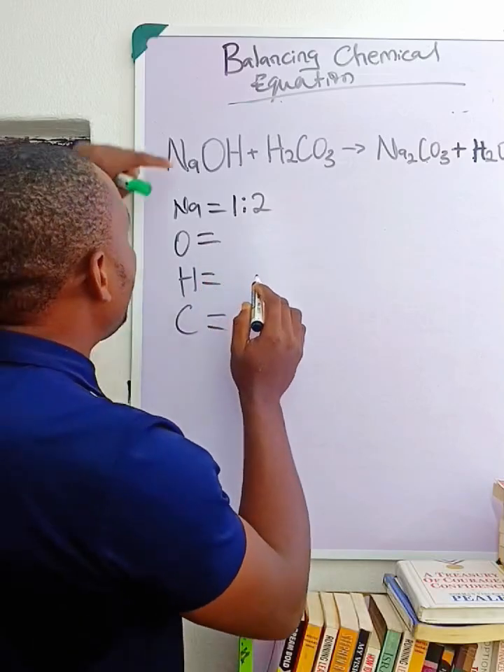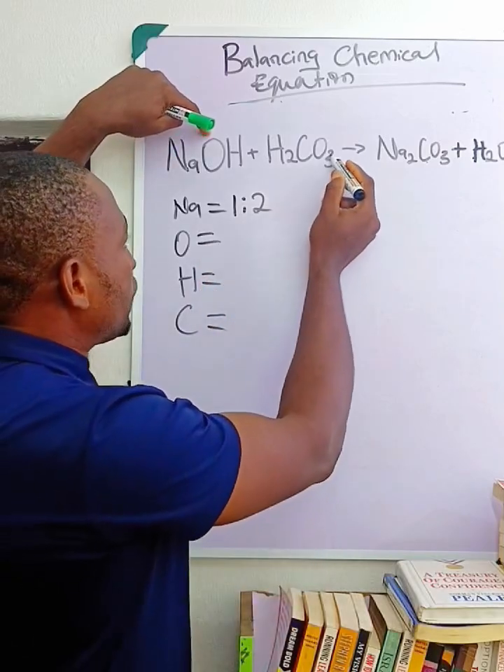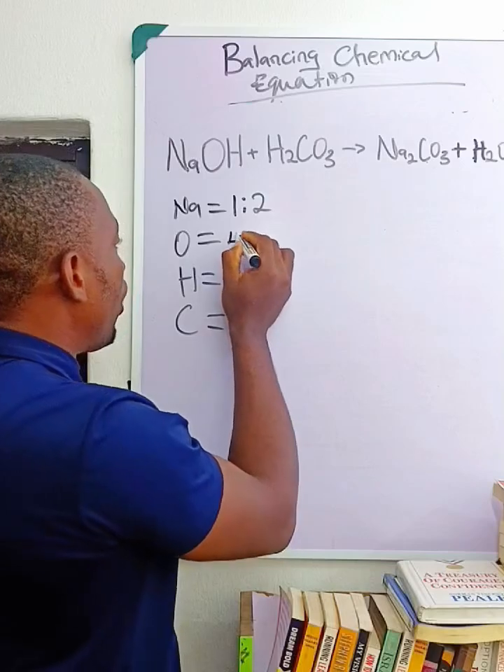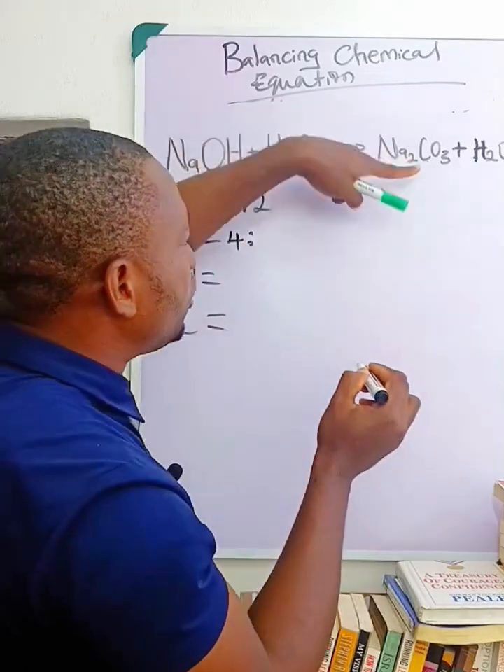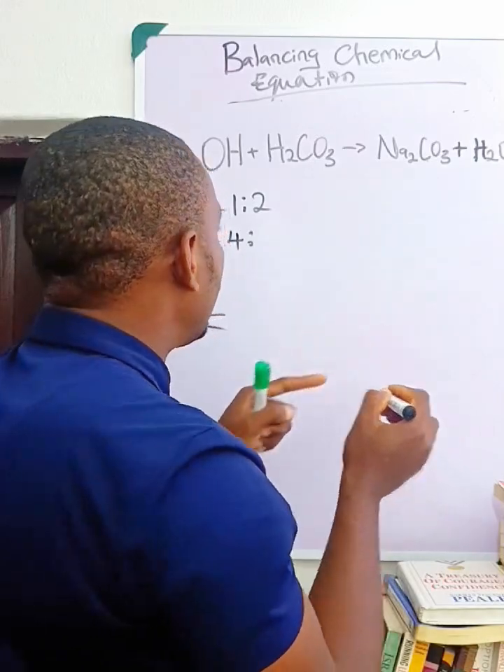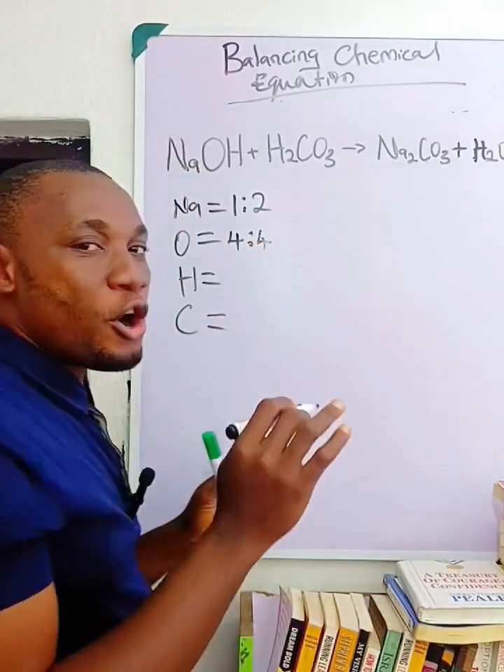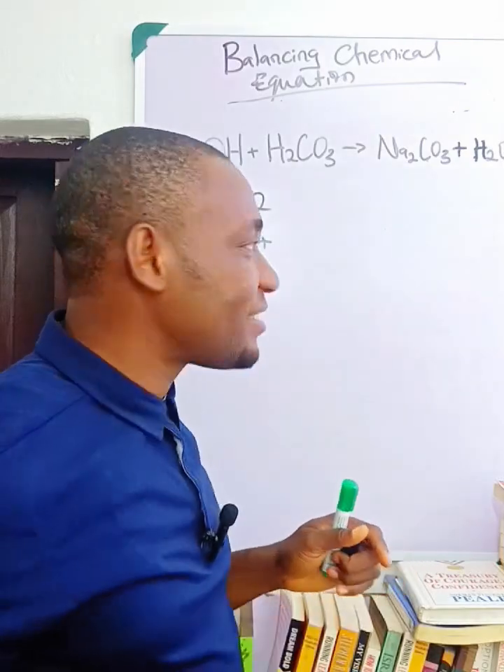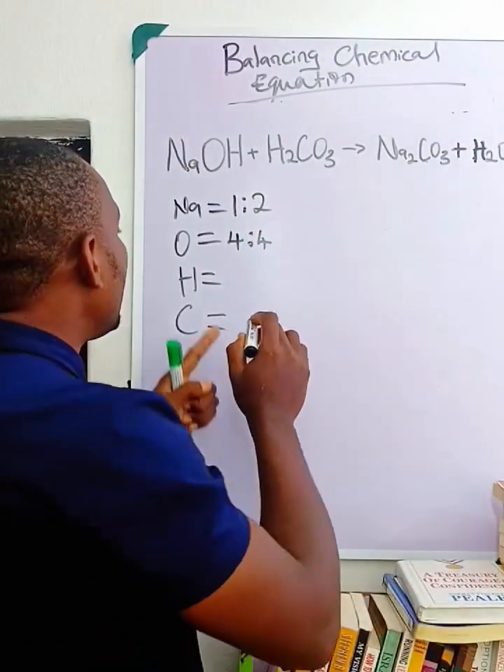Oxygen. We have 1 plus 3, so oxygen is 4. How many oxygen do we have here? 3 plus 1. That is 4. Oxygen is balanced. Let's go.